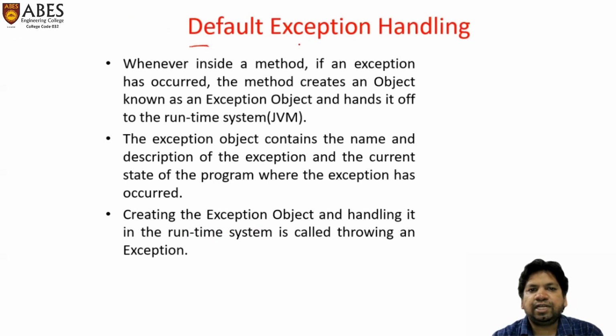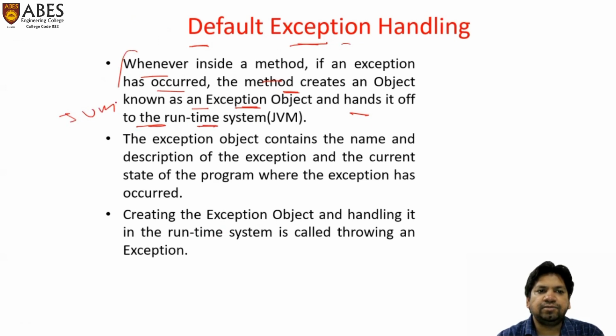In this part, default exception handling. Whenever an exception occurs inside a method, the method creates an object. This is the exception object, and it is handed off to the runtime system, the JVM, the Java Virtual Machine. This is part number 1. Second part, the exception object contains the name, description of the exception, and the current state of the program where the exception occurred.